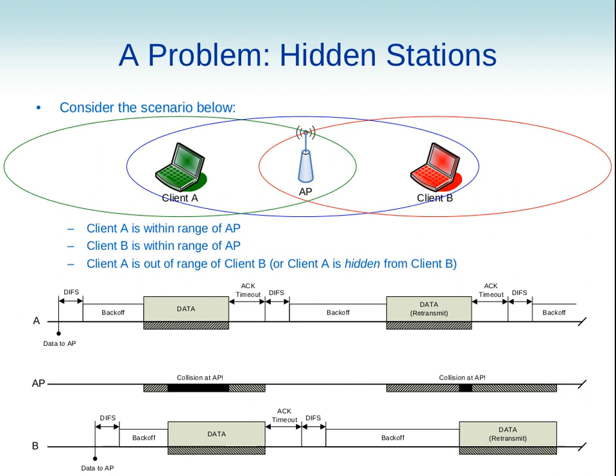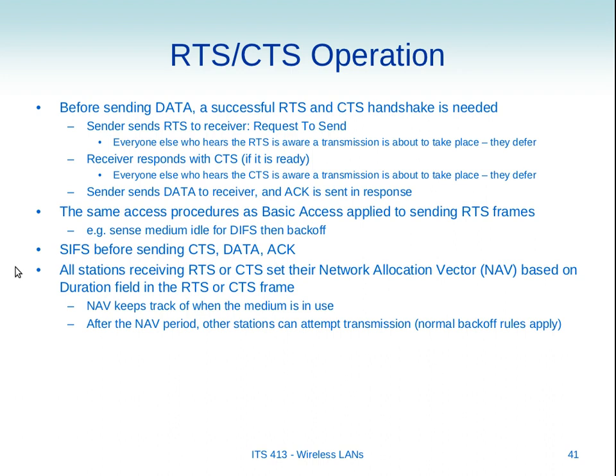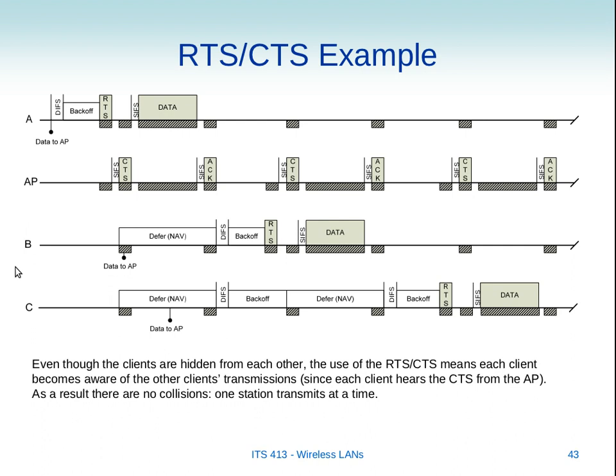So what we'll go through next week is a way to overcome this problem. And what we do is introduce two new frames called RTS and CTS, request to send, clear to send. Before sending data, send a request to send, respond with a clear to send, with the idea that these two small frames will inform other stations that someone's about to send.